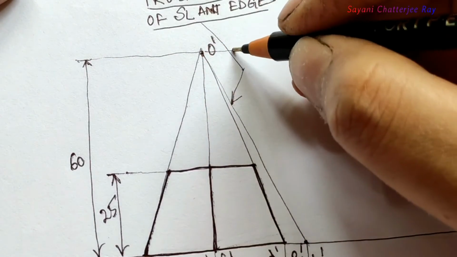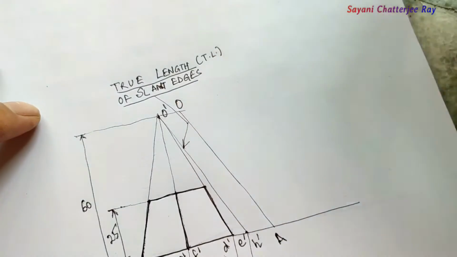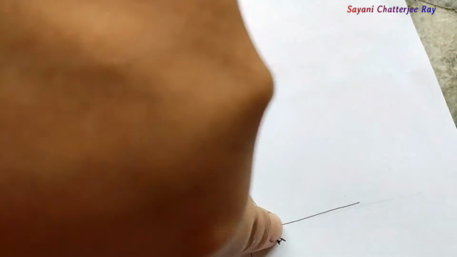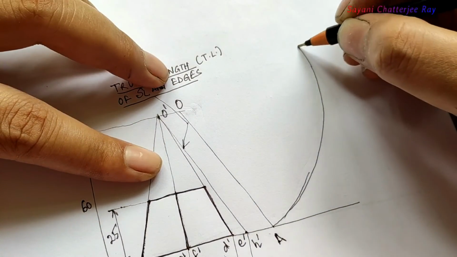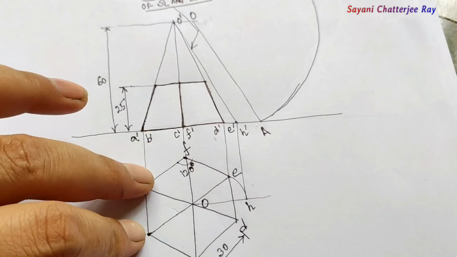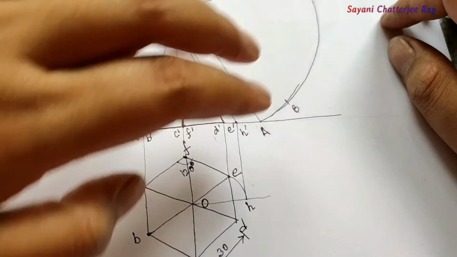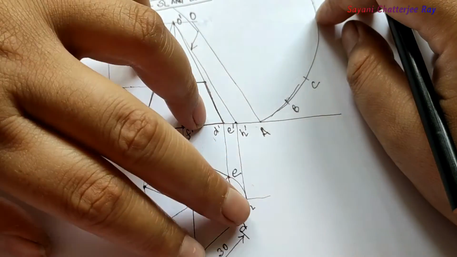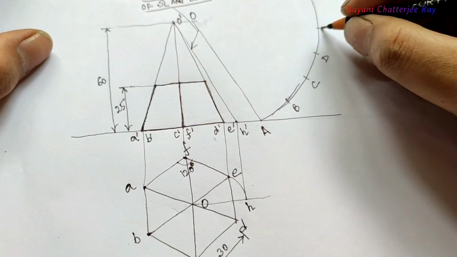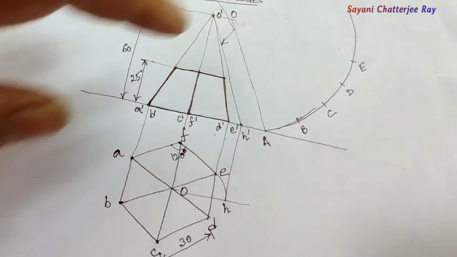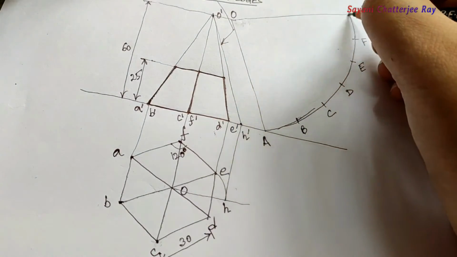Now draw a line parallel to O dash H dash and mark it as OA. Take O as the center, OA as the radius and draw an arc. Now take your compass, measure AB and cut here and mark it as capital B. Similarly mark C, D, E, F and the last point is going to be A. So measure FA and cut it at A.